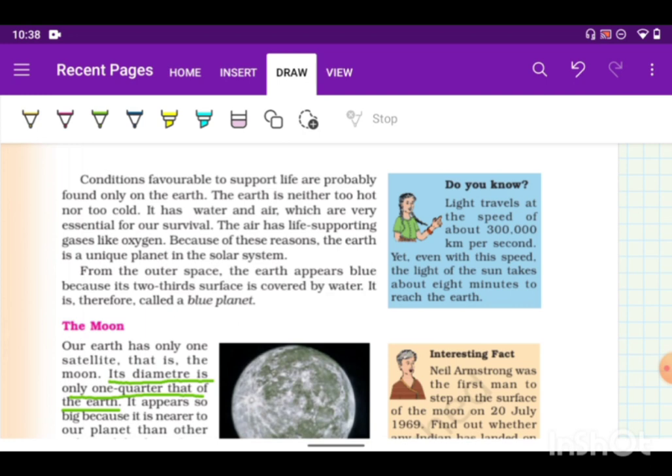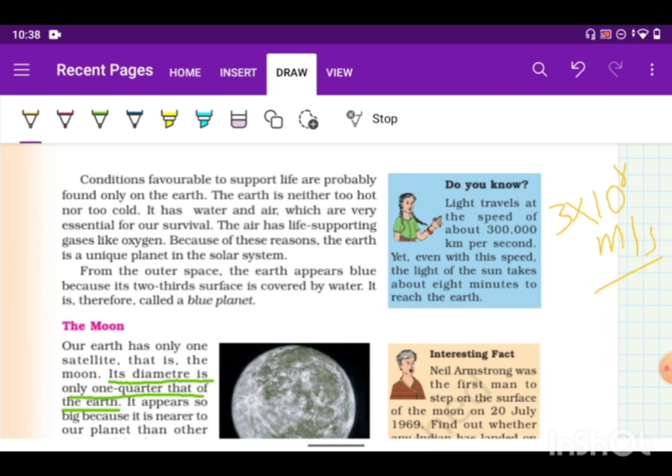So Earth is also called the blue planet because of its one-third water appearance. And this is a very important concept here, the speed of light. You have to remember the speed of light also. Speed of light is 3 into 10 to the power of 8 meters per second.